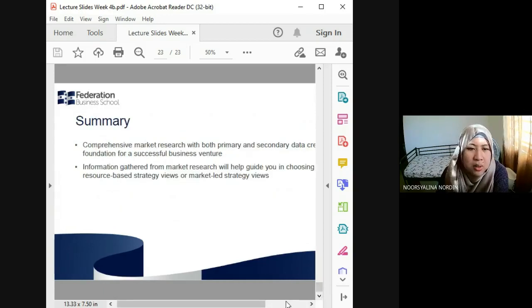Okay, as the summary, it's already done. In summary, comprehensive market research with both primary and secondary data creates the foundation for a successful business venture. It's true. So we really need to be thorough and meticulous with this primary and secondary data. Information gathered from the market research will help guide you in choosing the best resource-based strategy view or the market need strategy view. So thank you for now.